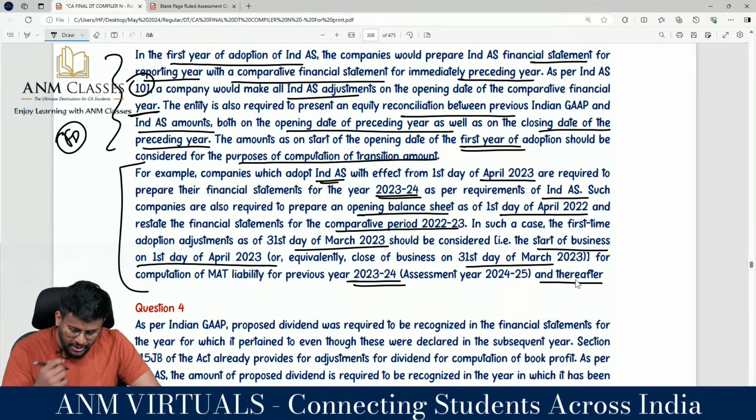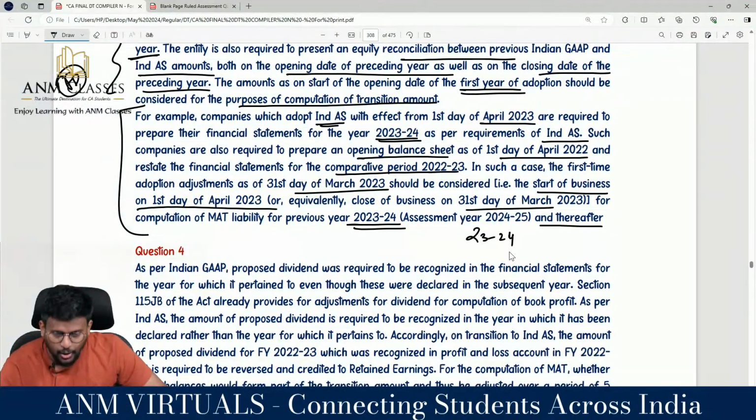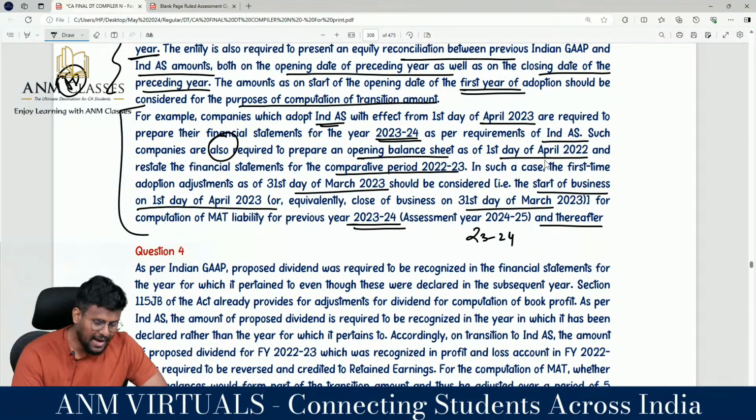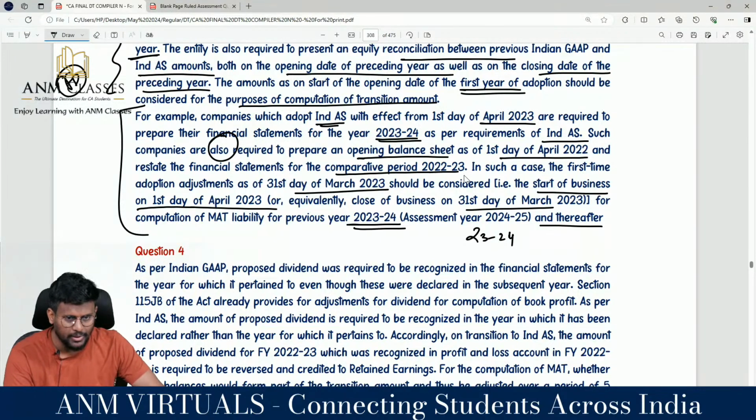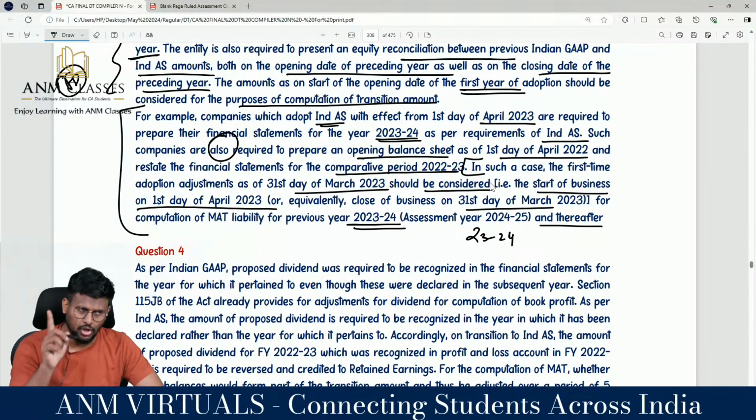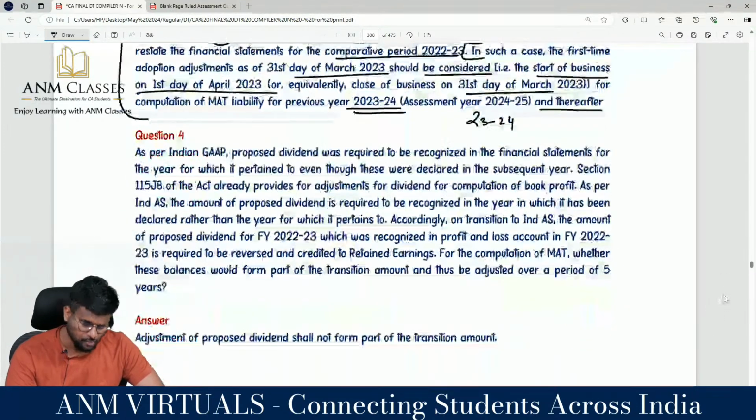That means if we adopted in financial year 23-24, as far as we are concerned, Ind AS came from 1st April 2022, and we prepared the opening balance sheet, because for comparative purposes they compare the current year's and last year's figures. So such companies are also required to prepare an opening balance sheet as on 1st day of April and restate the financial statement for the comparative period 22-23. In such a case, the first time adoption adjustment as on 31st day of March 2023, because we start adopting from 1st April 23-24, that day should be considered. Instead of 1st April, go back one day, 31st March should be considered.